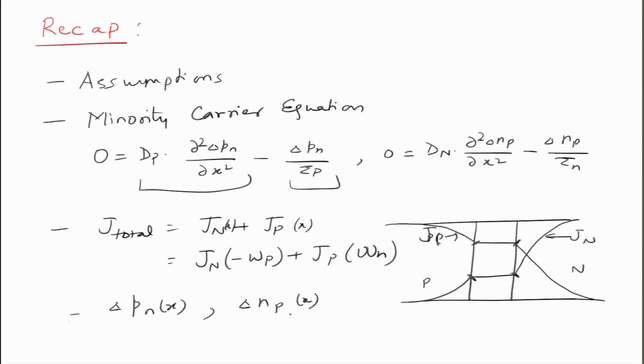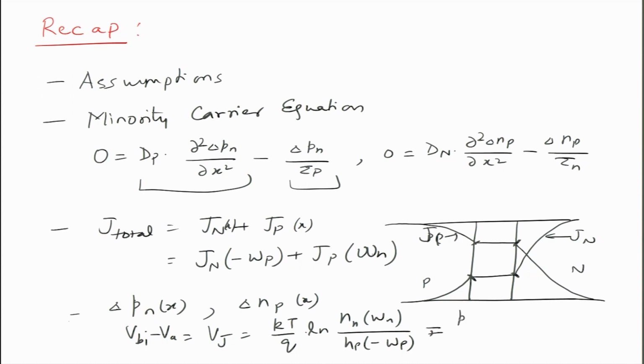Finally what we did was we calculated the junction potential. The junction potential Vj was equal to kT by q, which is equal to Vbi. So in equilibrium it will be equal to Vbi, in non-equilibrium condition it will be equal to Vbi minus Va, and this is equal to kT ln of Nn at Wn, which is the majority carrier concentration, divided by Np at minus Wp.